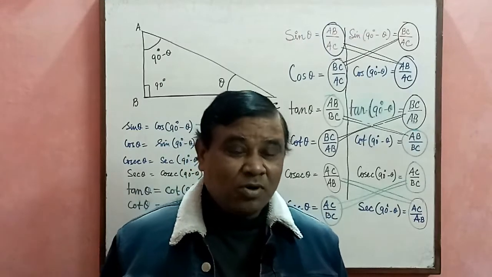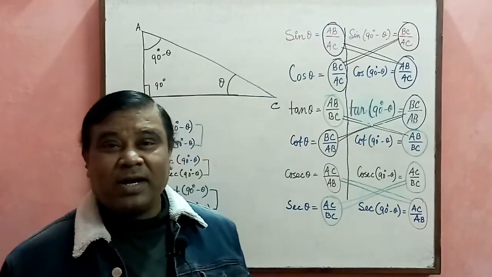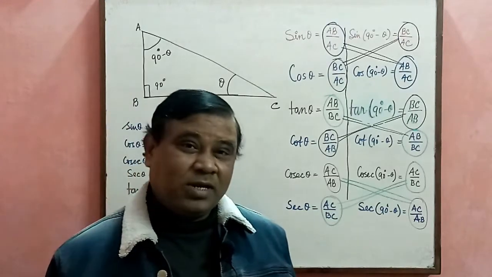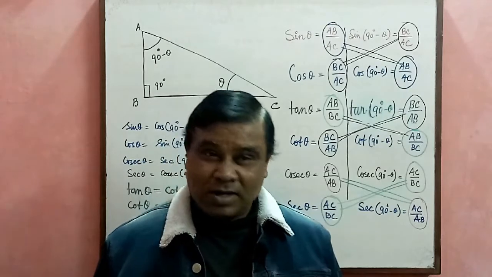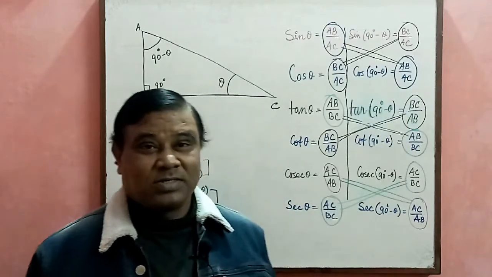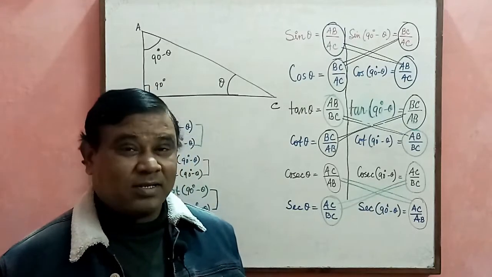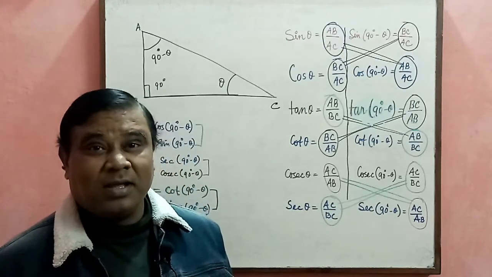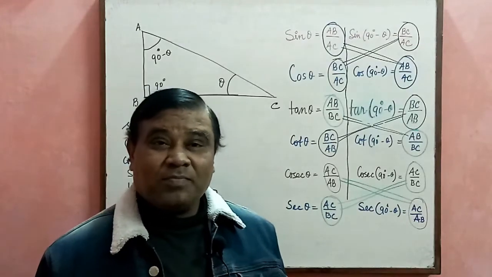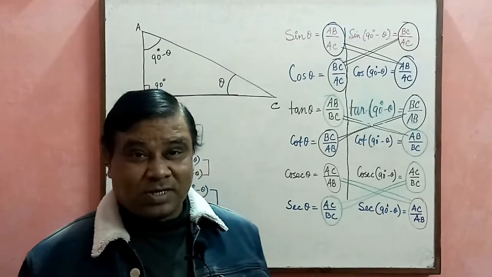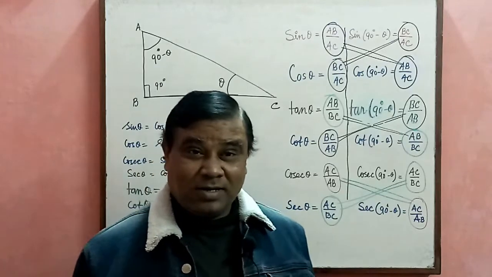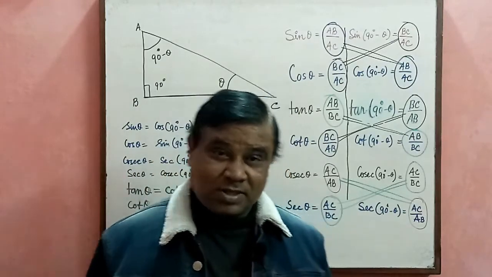There we came to know about 1 degree and 2 degree relations. There are only 6 variables: sine theta times cosec theta is 1, cos theta times sec theta is 1, tan theta times cot theta is 1. And in our square relations, 2 degree relations, we have sine square theta plus cos square theta is 1, cosec square theta minus cot square theta is 1, sec square theta minus tan square theta is 1.